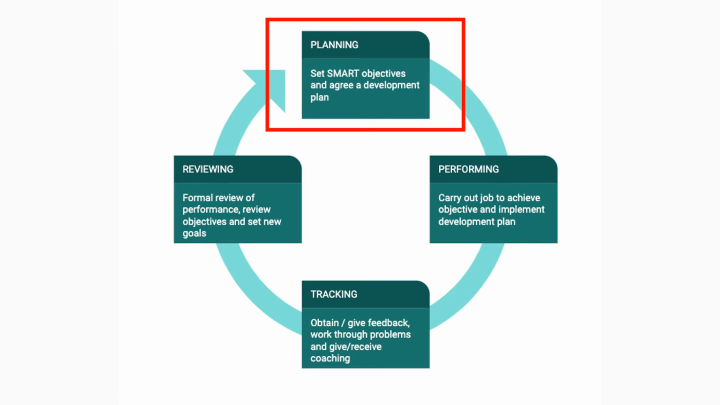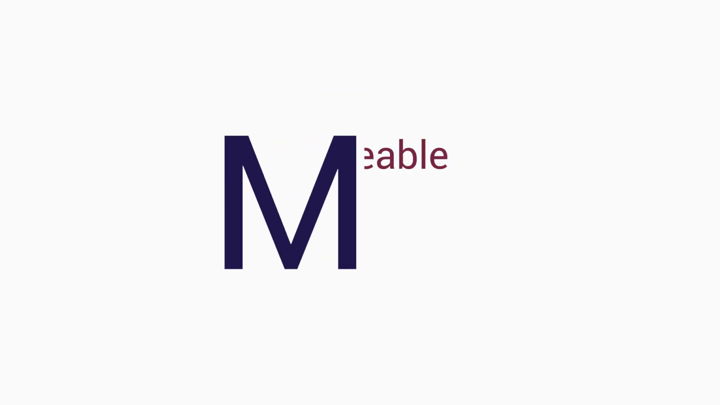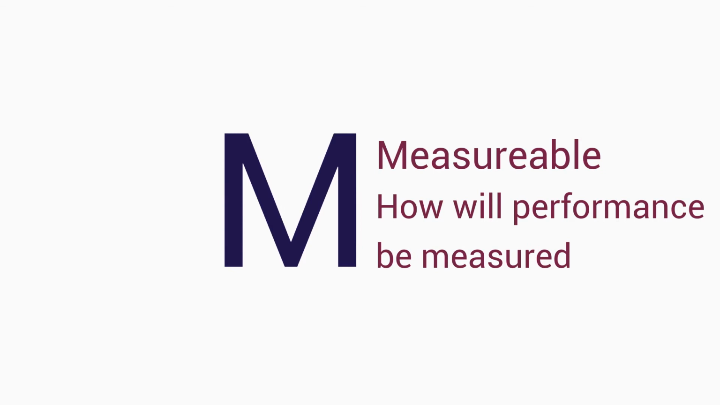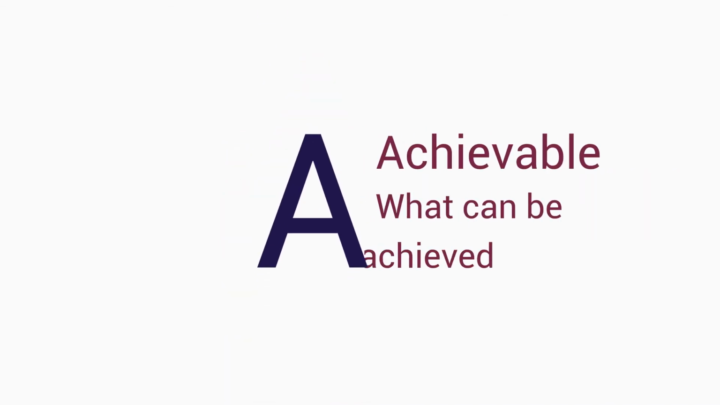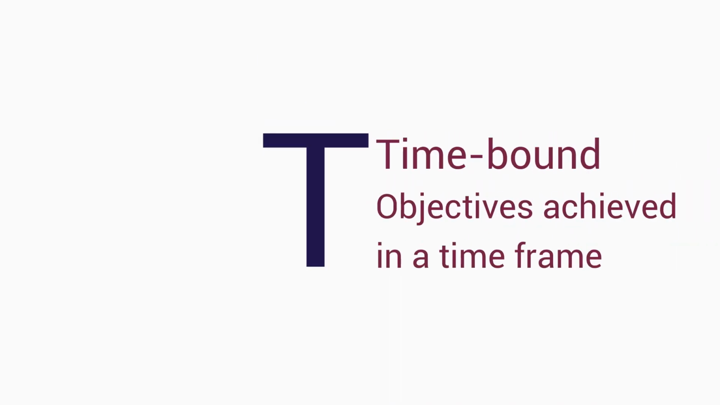Step 1. Planning. Each member of staff should have clear, SMART performance objectives. As a reminder, SMART targets are as follows: Specific. What is required? Measurable. How performance will be measured? Achievable. What can be achieved? Relevant. Objectives have to be appropriate to a job and aligned with professional standards. Time-bound. Objectives should be achievable in the given time frame.